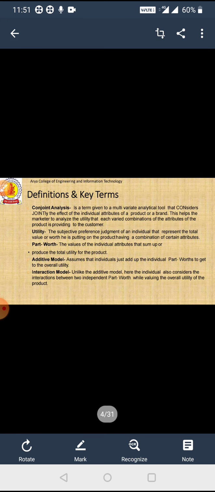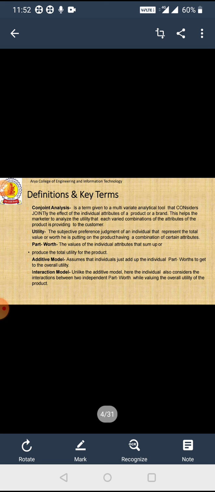Conjoint analysis key terms. Conjoint analysis is a type of multivariate analysis tool that considers jointly the effect of individual attributes of a product or a brand. It helps marketers analyze the utility that each varied combination of the attributes of the product provides to the customer. Utility is the subjective preference or judgment of an individual that represents the total value or worth he puts on the product having a combination of certain attributes.